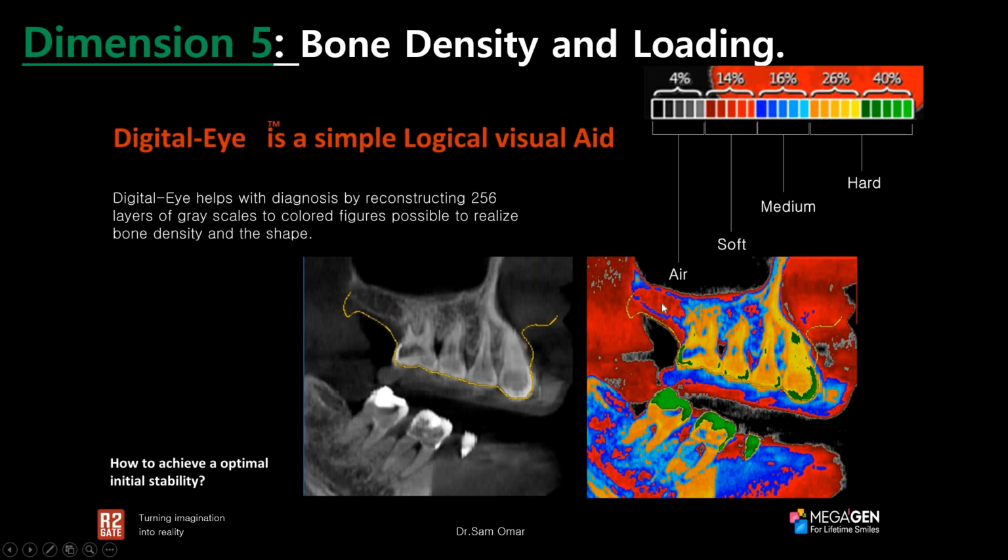So if we go back to the posterior maxilla, can you imagine that the density of the bone at the posterior maxilla is similar to the density of the soft tissue? Is this something that you could have told by only looking at the image on the left side? So the idea here is we're trying to use this as a logical and simple visual aid that will help us to distinguish the different densities of bone before the surgery without having to use Hounsfield units.